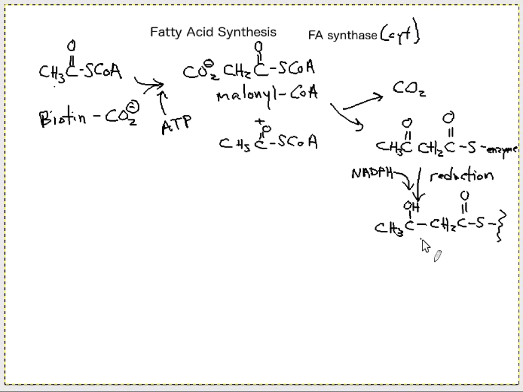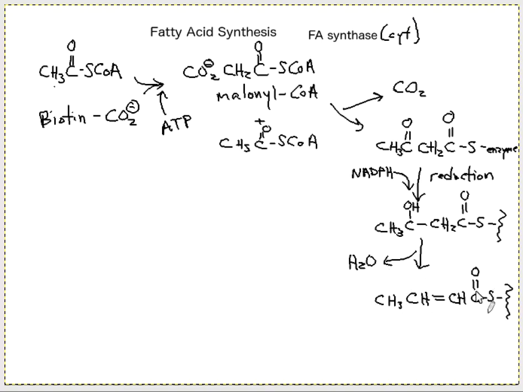Now, the next step, again, is sort of the opposite of what we saw when we were breaking down fatty acids. We need to get rid of that alcohol, and the way we do that is by dehydrating this. So instead of hydrating an alkene to form an alcohol, we're dehydrating an alcohol to form our alkene. So this is a dehydration reaction, loss of water ends up with this alkene.